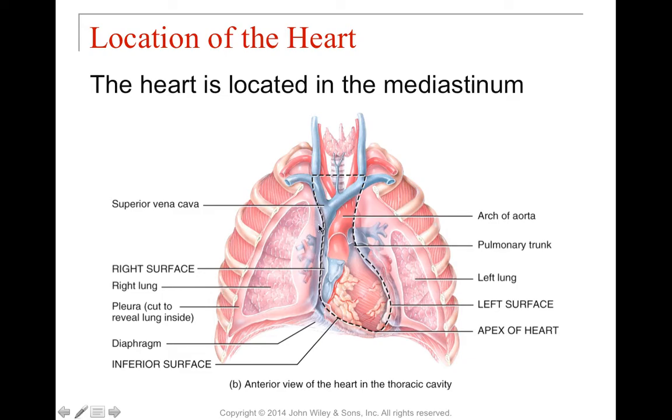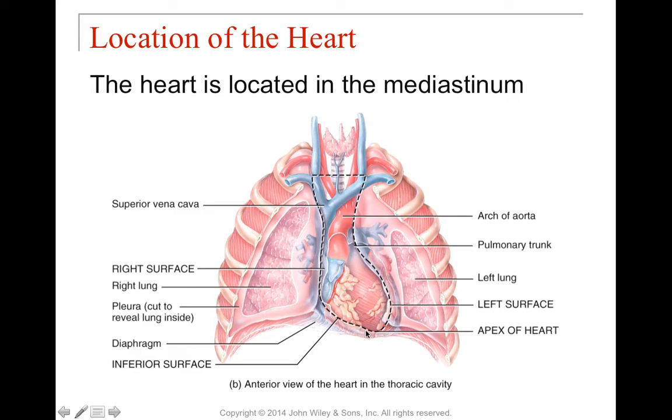Here's the superior vena cava, which is going to be the returning blood supply into the heart. Here's the aorta, which is going to be the blood supply headed out. And every time that you see something red, it's going to be oxygenated blood, and blue is going to be deoxygenated blood. If we're looking at the heart itself, here's the apex.